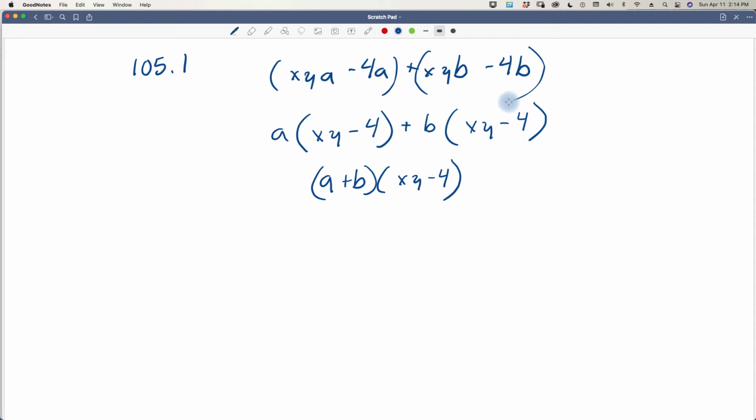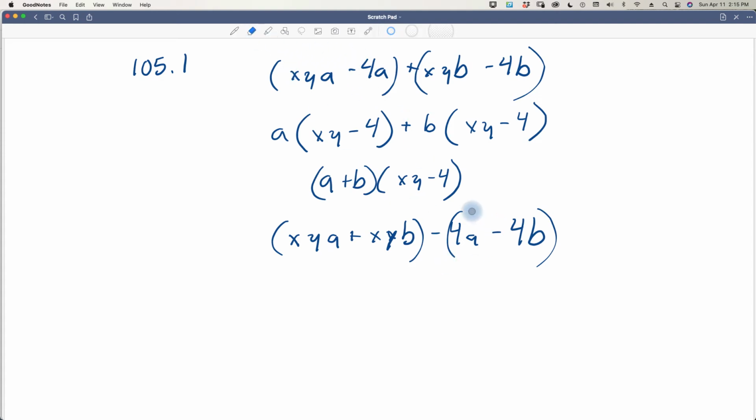What if we did it a different way? What if we rearranged it and put the 4's together? Okay, so let's say we rewrote it as xya plus xyb minus 4a minus 4b, right? We group these together and we group these together. When we have this negative 4a here, we want to put the negative on the 4 and just add these, because it's so much easier to do this when everything's positive, when you're adding. When you're subtracting, then you have to change the sign of everything. But if we keep the negative sign with the coefficient, we don't have to deal with that.